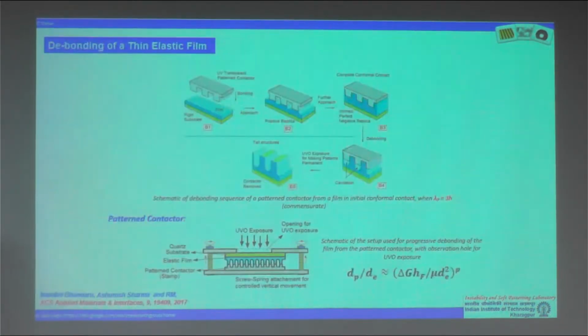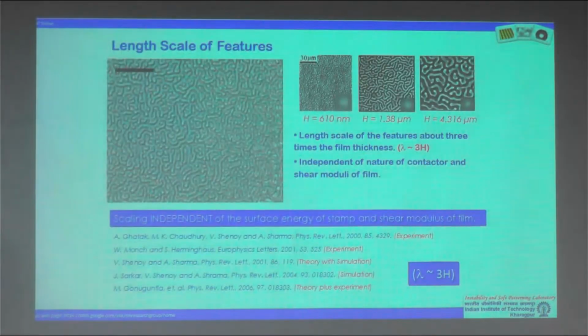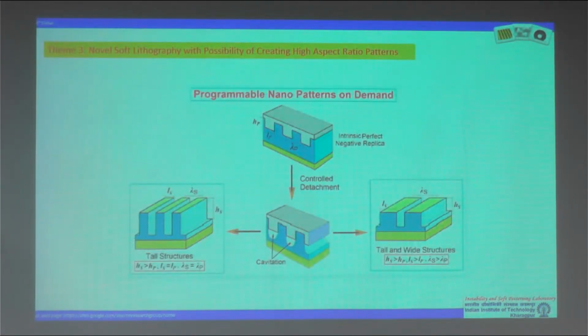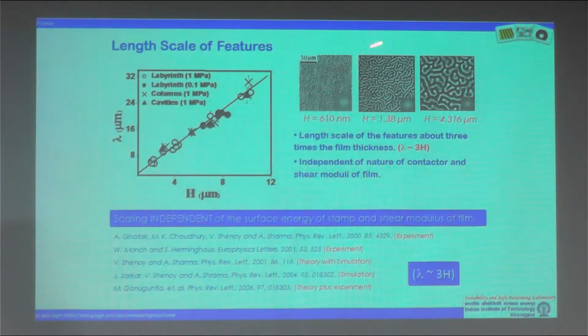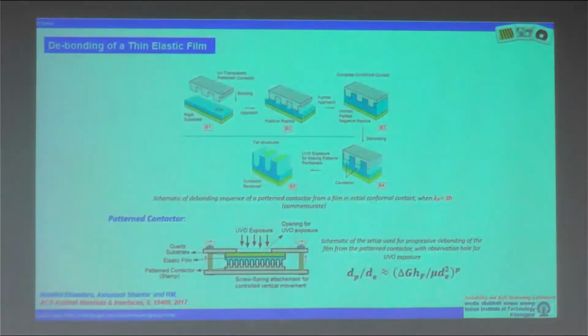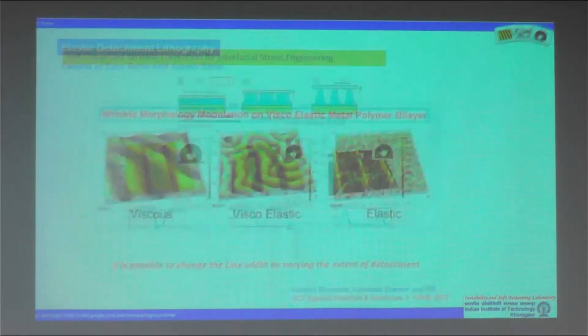So not only in this approach could we create structures that are taller than the original structures, but we could also modulate the periodicity of the structures, based on the fact, one slide I did not emphasize, that the periodicity of the structures also depends on the film thickness. So by modulating the film thickness, we could play with the periodicity also. So anyway, all this was achieved.